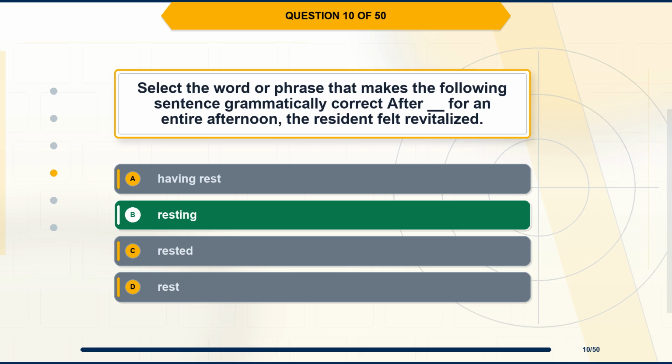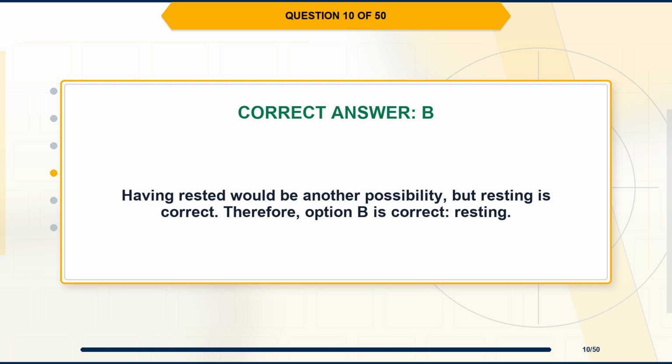The correct answer is option B. Resting. Explanation. Having rested would be another possibility, but resting is correct. Therefore, option B is correct, resting.